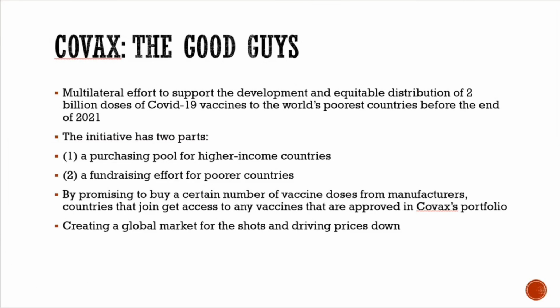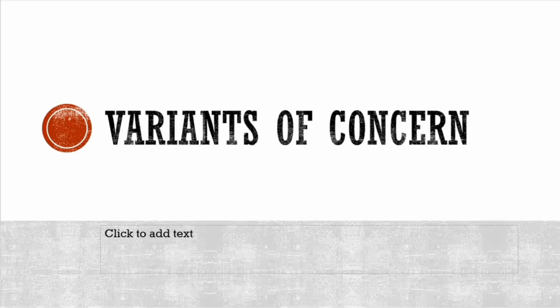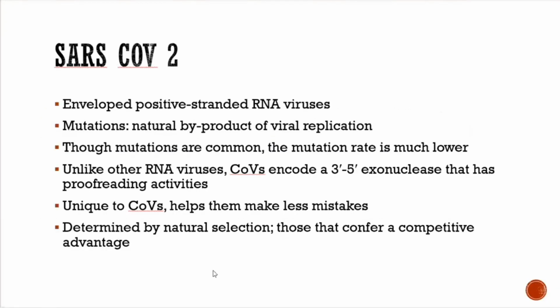All right, so that was vaccine inequality. Now we're going to talk about these new variants of concern. First, a little bit of background: what do we know about SARS-CoV-2? This is an RNA virus, an enveloped positive-stranded RNA virus, like coronaviruses in general.